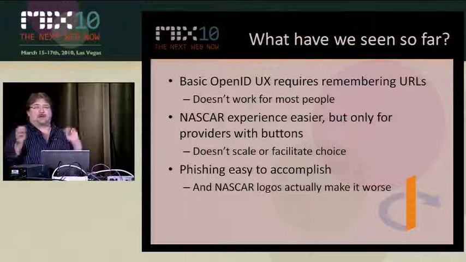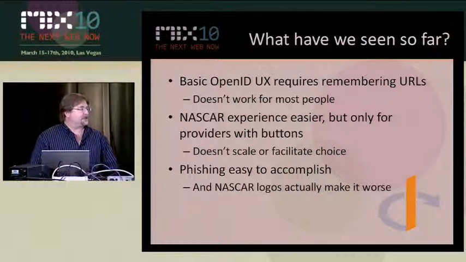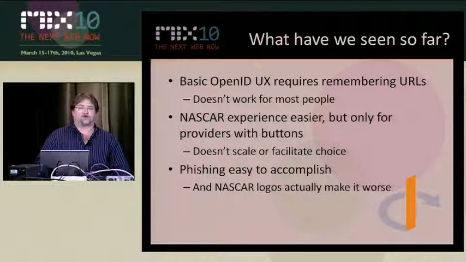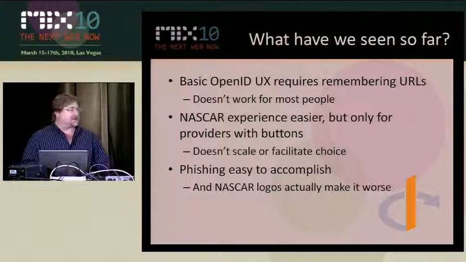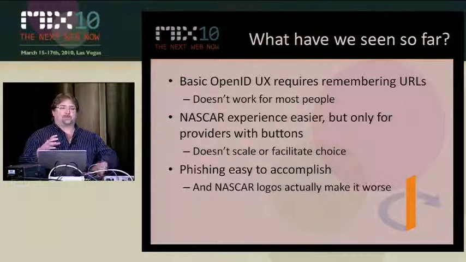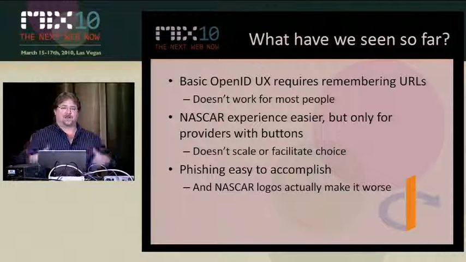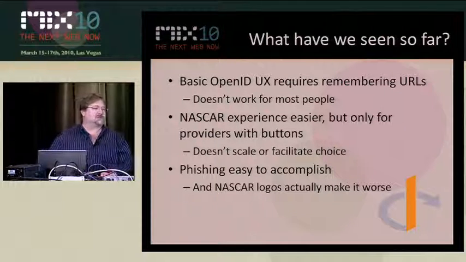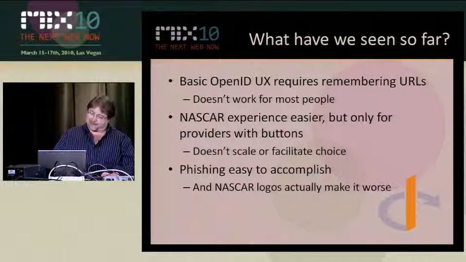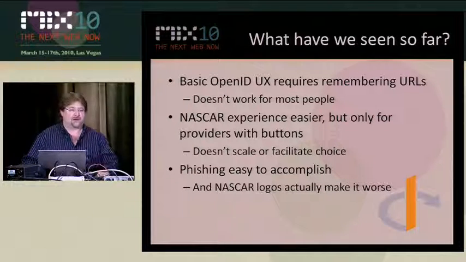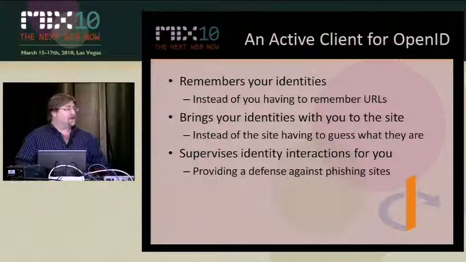So what have we seen so far? We've seen that basic OpenID interaction requires people remembering URLs, which doesn't work very well for most people. We've seen that the NASCAR experience where you click on a button is easier, but it doesn't scale particularly well, just like there's limited space on the NASCAR car, or really facilitate choice of identity providers other than those anticipated by the relying party. And we've seen that phishing is scarily easy to accomplish. So that's the before. Now we'll get to the after part of the talk.